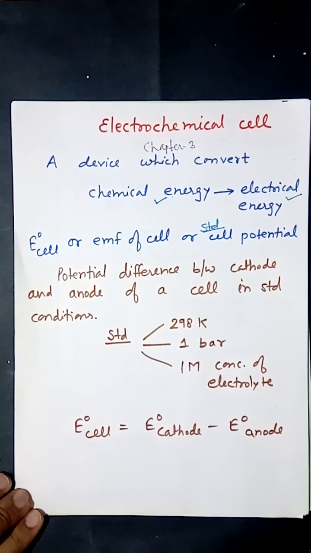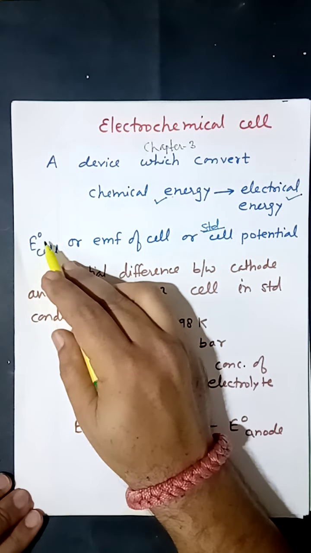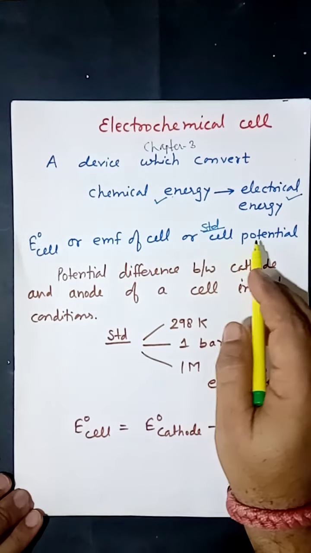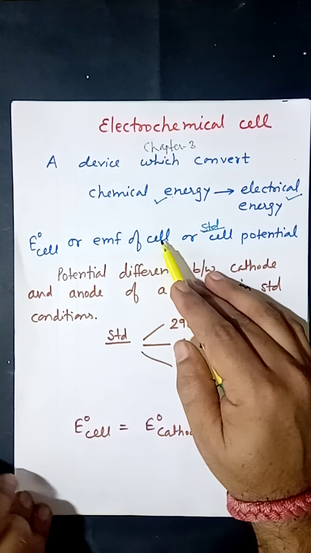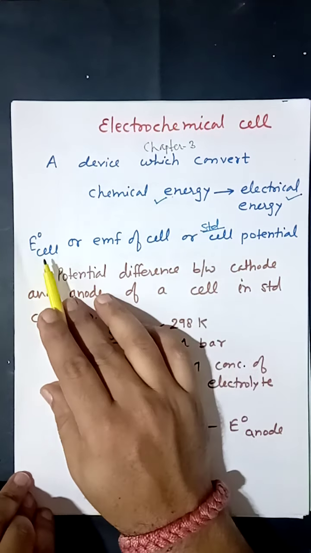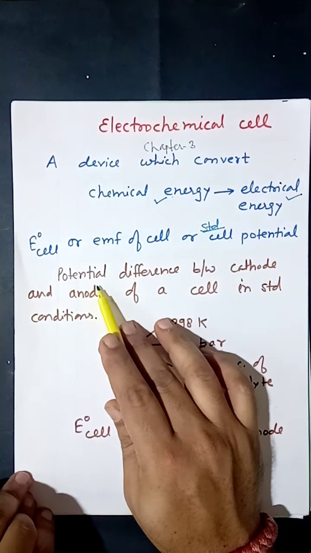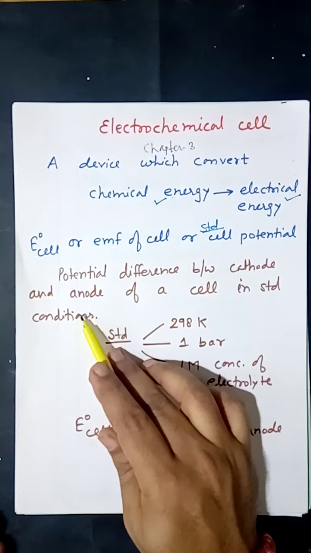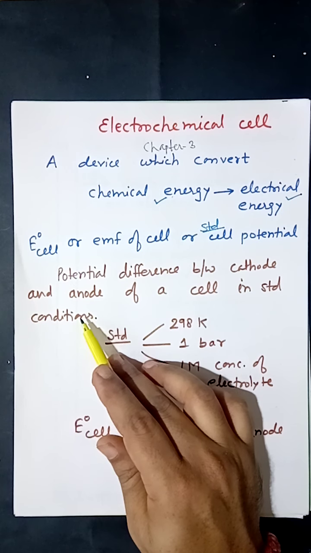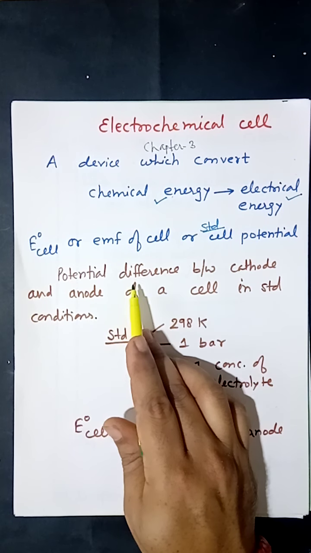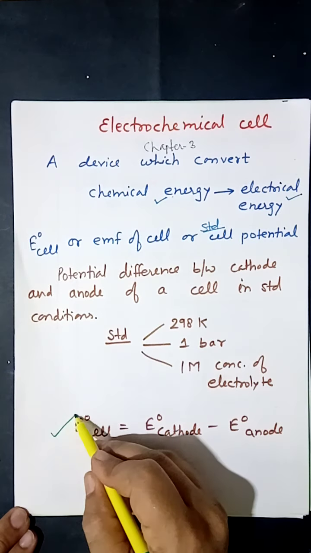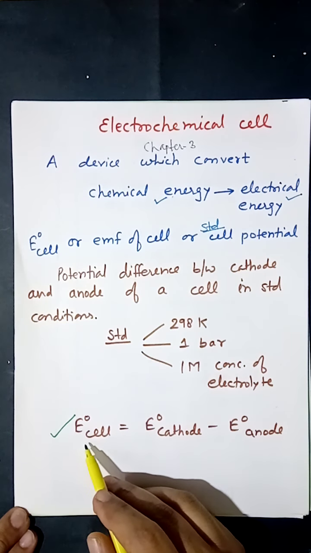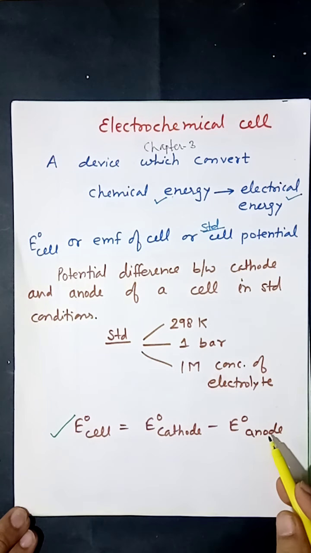The power of cells is different, and the power of a cell can be denoted by the sign E naught cell, which is known as standard cell potential, or it is also known as EMF of cell, electromotive force of cell. Now, how can we define E naught cell? That is standard cell potential. It is the potential difference between cathode and anode of a cell in standard condition. I repeat, it is the potential difference between cathode and anode of a cell. So you can write the formula as E naught cell equals E naught cathode minus E naught anode.